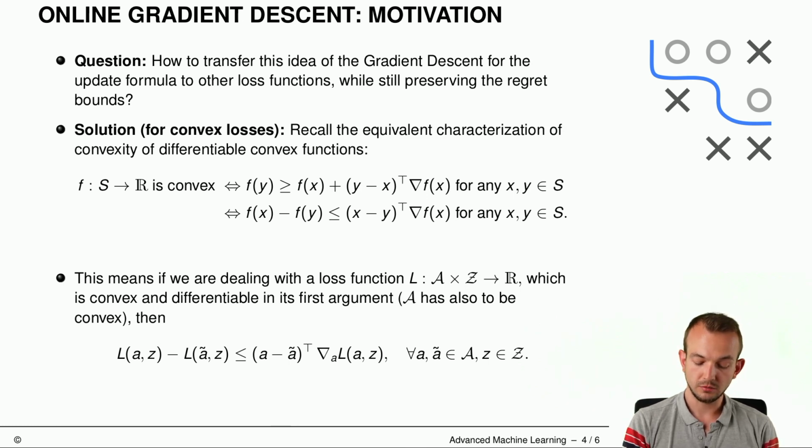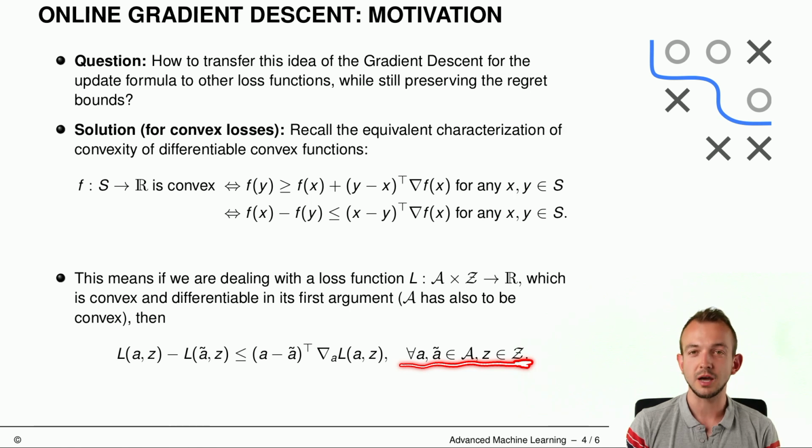And now we can make the substitution. f is simply L with some fixed z, and for x and y, we make the substitution a and a tilde, and what we end up with is, well, the difference between the losses, if we have a convex loss function, of action a and a tilde, is bounded by this linear term here. So again, an inner product between the difference of a and a tilde and the gradient of the loss function with respect to the action component. And this holds for every a and a tilde and every environmental data point z.